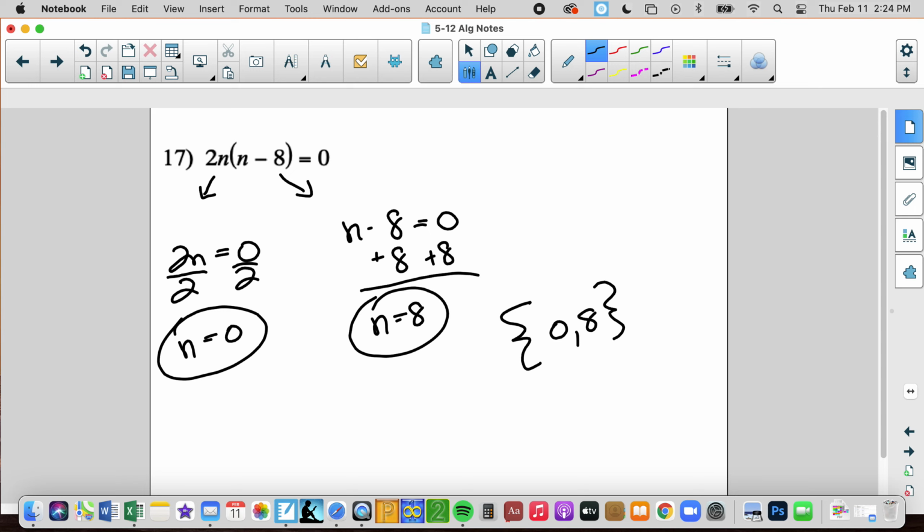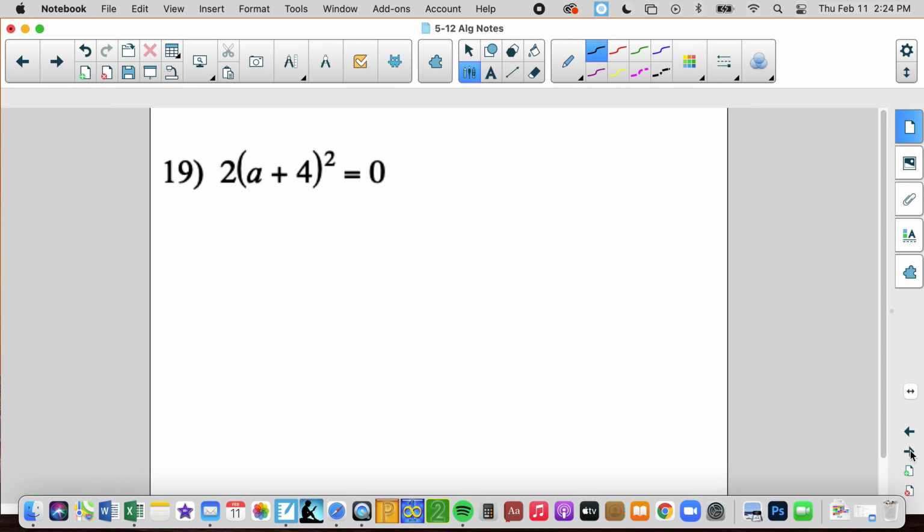Those are the two values. When plugged back into there, make that equation true. That's what that represents. Last one that we're going to discuss. This is a nice, fun, challenging one.